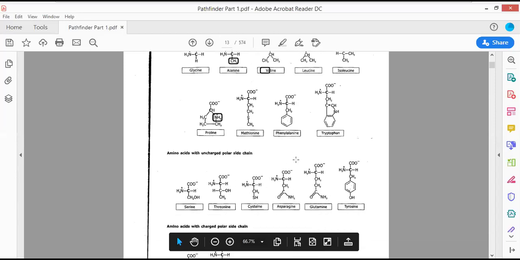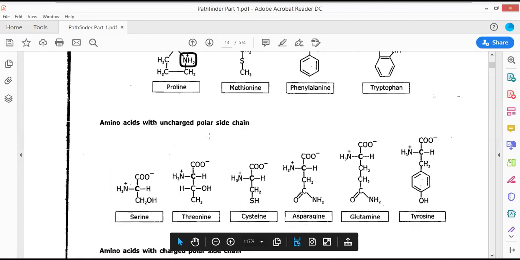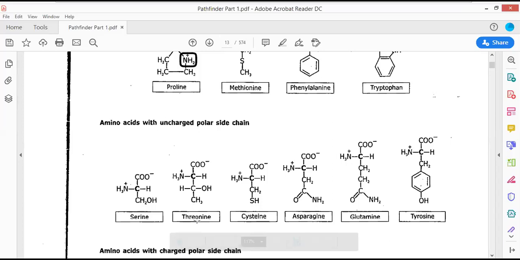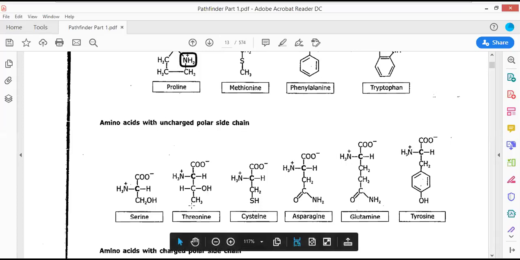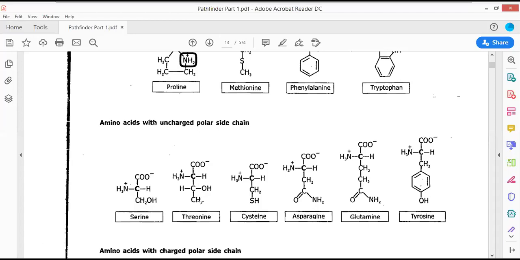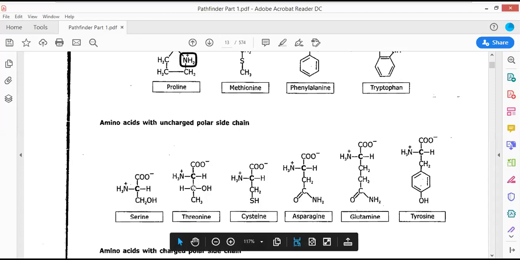Now, after tryptophan, there is serine. Serine can be effectively remembered as the hydroxy group containing amino acid. Then there is threonine. You can remember threonine via a trick. Threonine always confuses. OH is never added on the second carbon atom, it is always added on the first one. Then cysteine contains the thiol group.